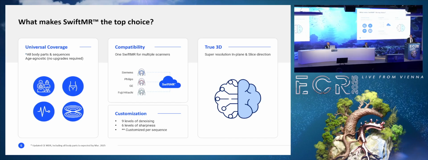And you have customization possibilities, with 9 levels of denoising and 6 levels of sharpening. And one of our biggest value propositions as well: you cannot use it only for 2D sequences, but you can use it for 3D sequences as well.